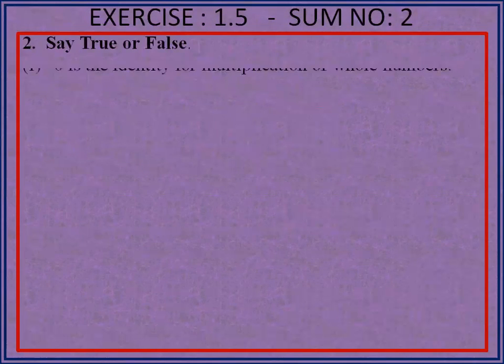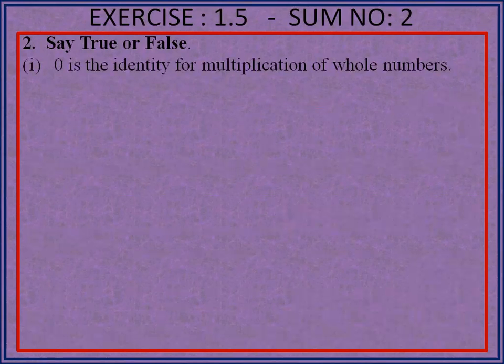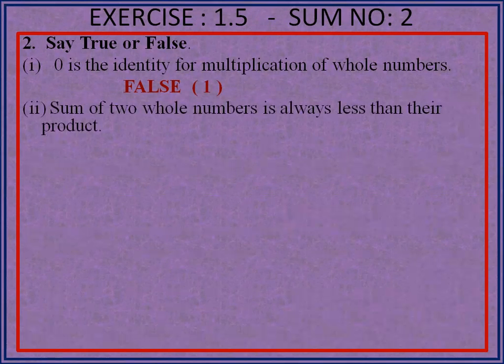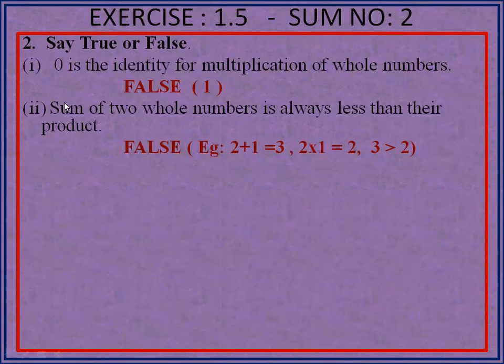Now go to true or false. 0 is the identity for multiplication of whole numbers. Is it true or false? It is false because 1 is the identity. Sum of two whole numbers is always less than their product. Let's try it out with an example. The statement is false. Sum of two whole numbers, 2 plus 1, is 3, whereas their product is 2. So 3 is greater than 2. So it is not always true.